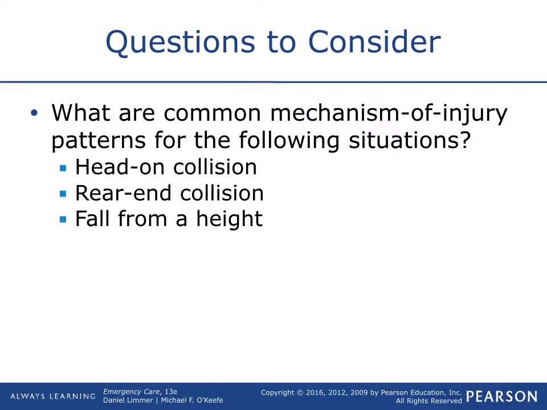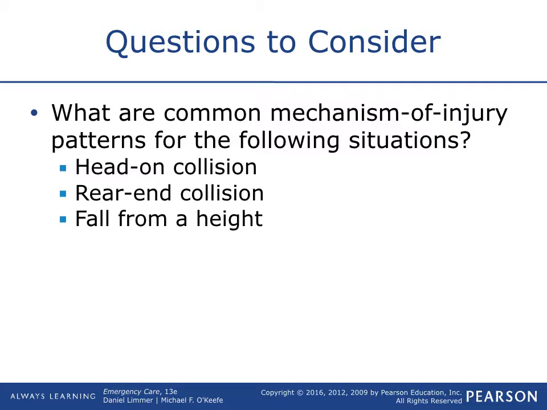Scene safety. What are common mechanisms of injury patterns for the following situations? A head-on collision. Look at your picture again in your book and memorize that. So a head-on collision, the mechanism of injury is going to be the head hitting the windshield, hyperextending the neck, steering wheel to the chest and pelvis, and potential leg damage from the dashboard.